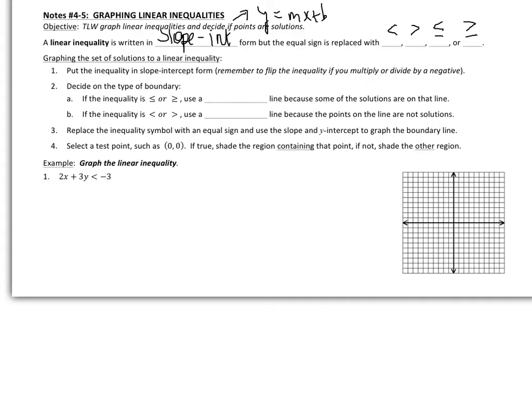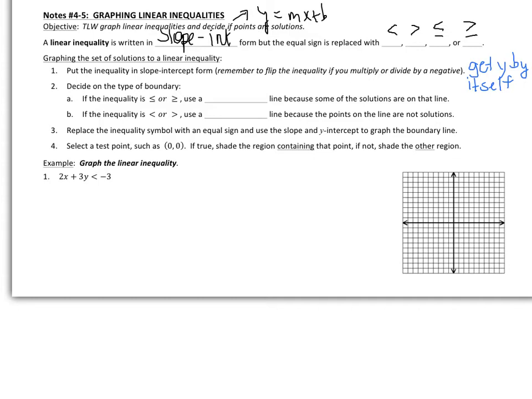All right, so we've typed up some steps to graphing linear inequalities. Let's follow along with what it says. The very first step, you're going to put the inequality in slope-intercept form, which means you are going to get y by itself. Another hint, make sure that you remember to flip the inequality if you multiply or divide by a negative. That's very important. The next thing you're going to do is decide on the type of boundary, or decide on the line that you're going to draw.